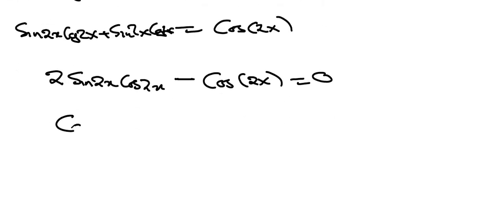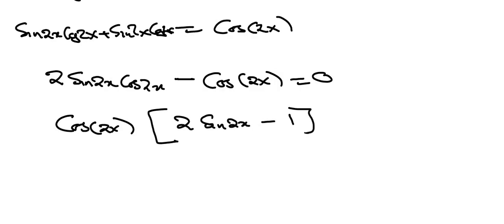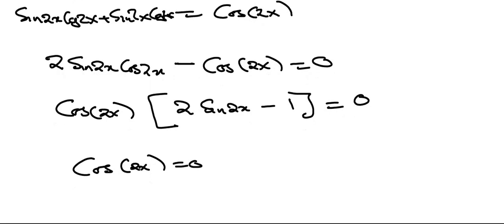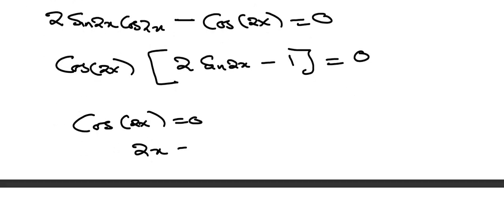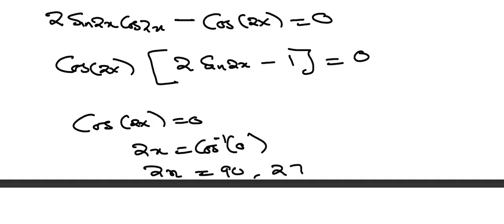Here what's common is cos 2x, right? I factorize it. What remains is 2 sine 2x minus 1. This is equal to 0, meaning cos 2x is equal to 0. So cos inverse of 0 is 2x. There are two angles that can give us a 0 for cos: there is 90 and there is 270. So when you divide by 2, we're going to get x is equal to 45 and 135. So we have these two angles.